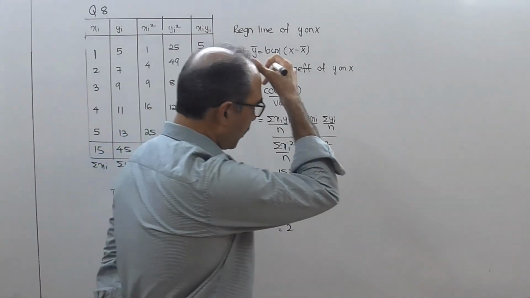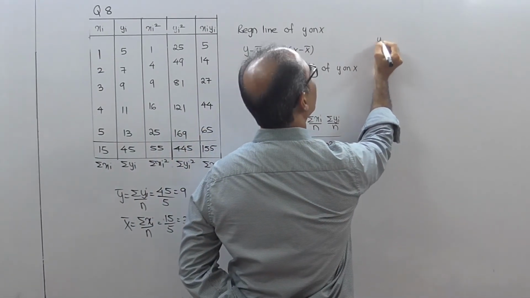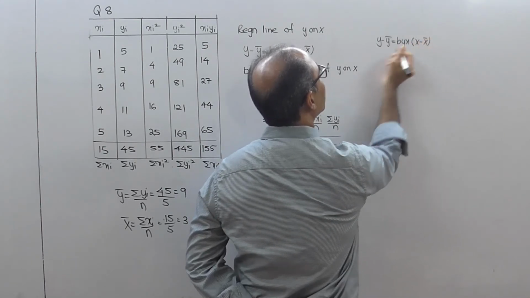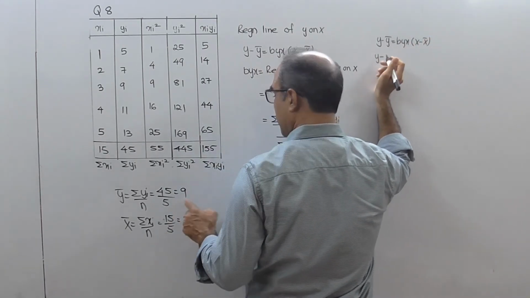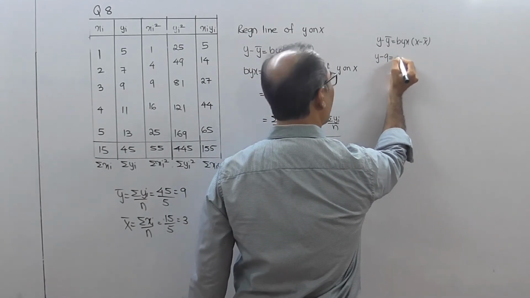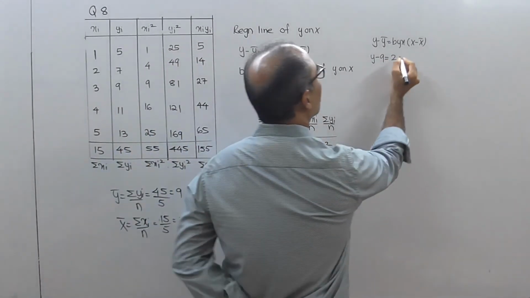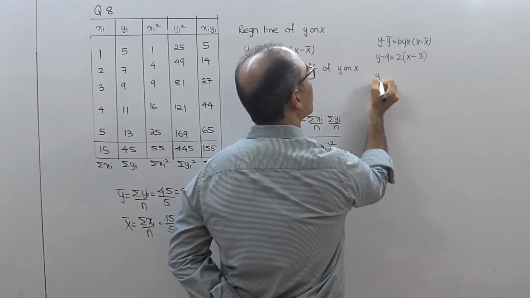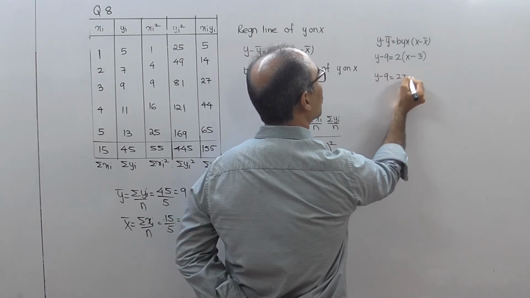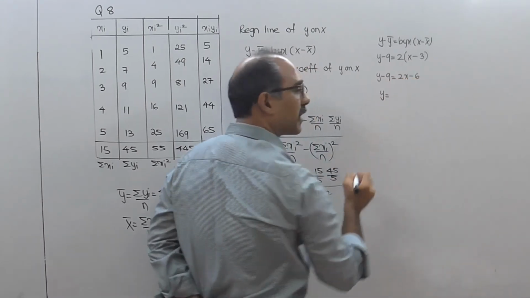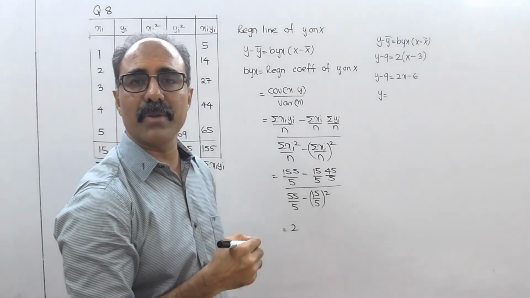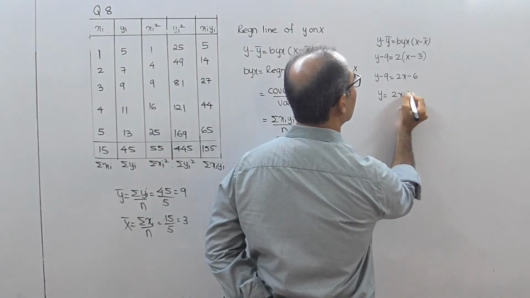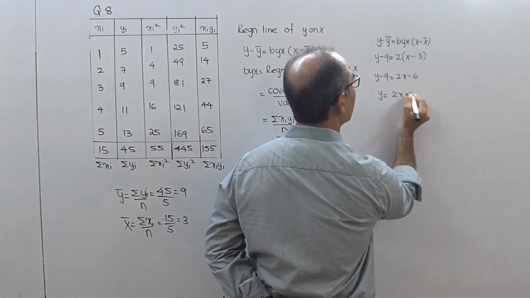Now, therefore, the regression line will be y minus y bar equals byx into x minus x bar. Y bar is here, which is 9, byx is 2, x bar is 3. So we get y minus 9 equal to 2x minus 6. We are finding the regression line of y on x, so keep y on the left and take all other variables to the right. So this becomes 2x, this is minus 6 plus 9, the answer is plus 3.